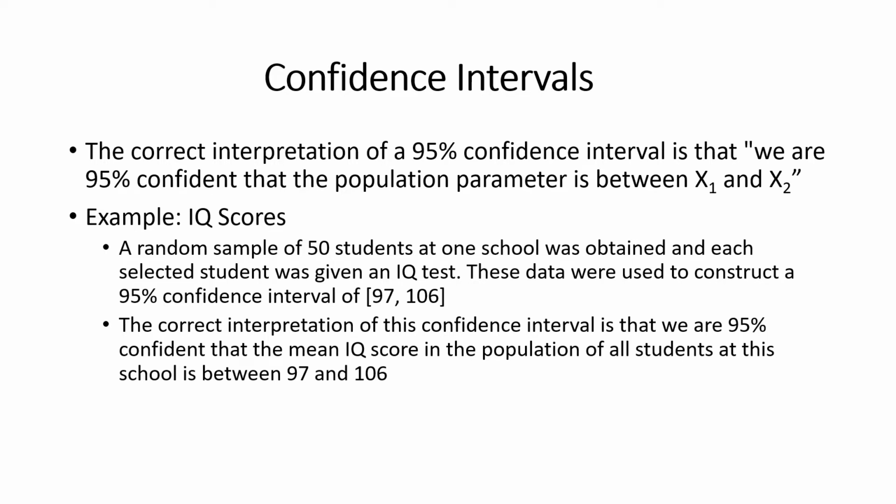An example here, if we look at IQ testing scores. If we take a random sample of 50 students at one school, and we determine what that confidence interval is, we can see the 95% confidence interval would be between 97 and 106. And the correct interpretation of that confidence interval is that we can be 95% confident that the mean IQ score for that particular population of students at that school is going to be between 97 and 106. And so we'll talk more about confidence intervals as we move forward in the presentation. But again, it's important that when we calculate that summary statistic, we have confidence intervals around it as well, because that's going to help us interpret our results with more confidence.